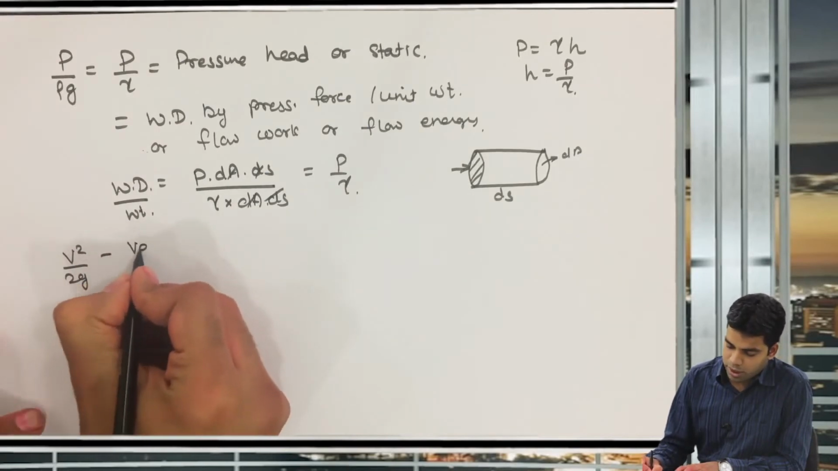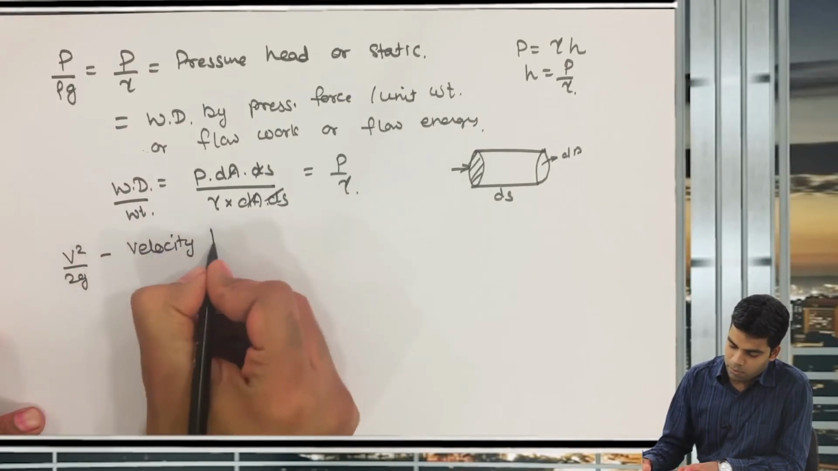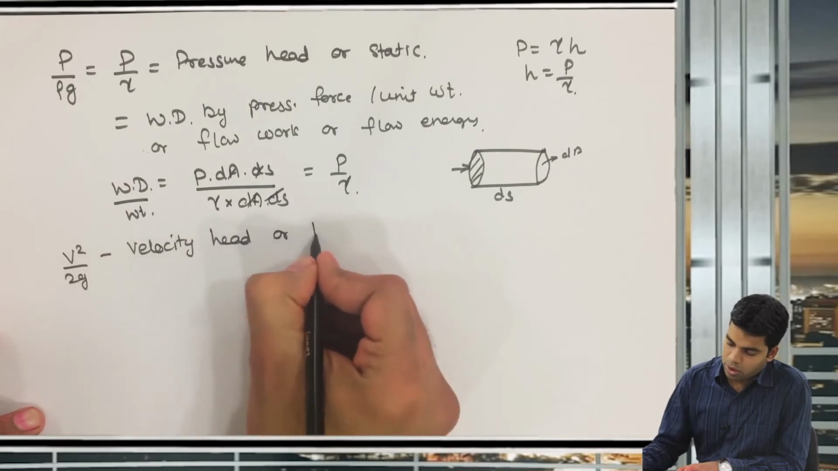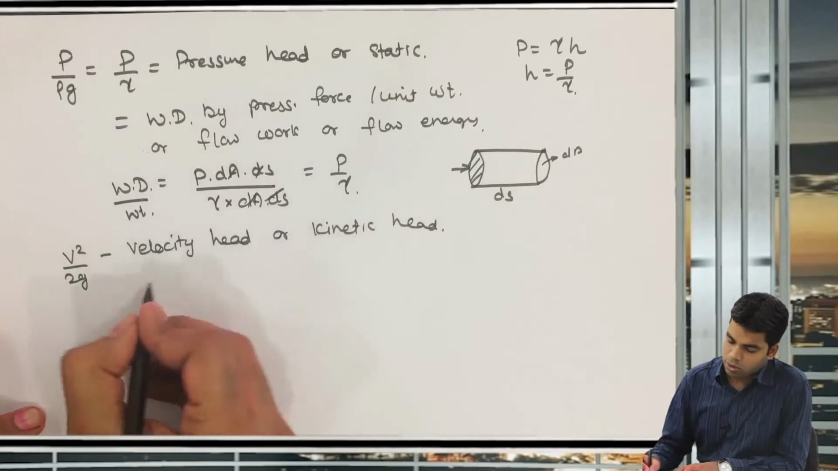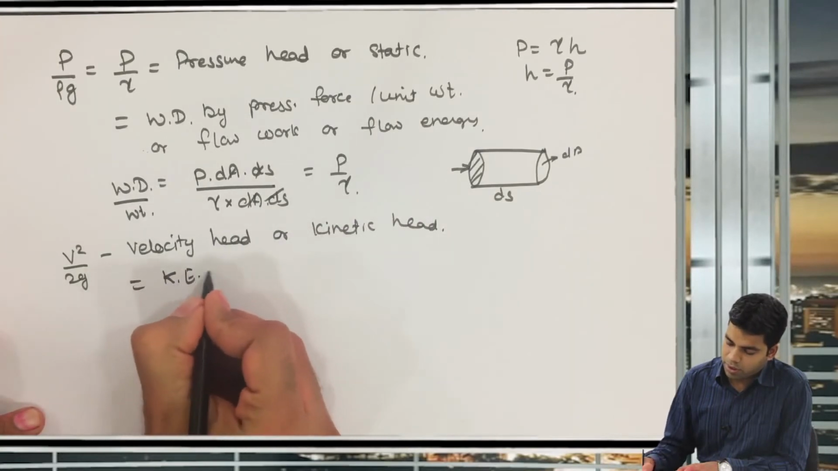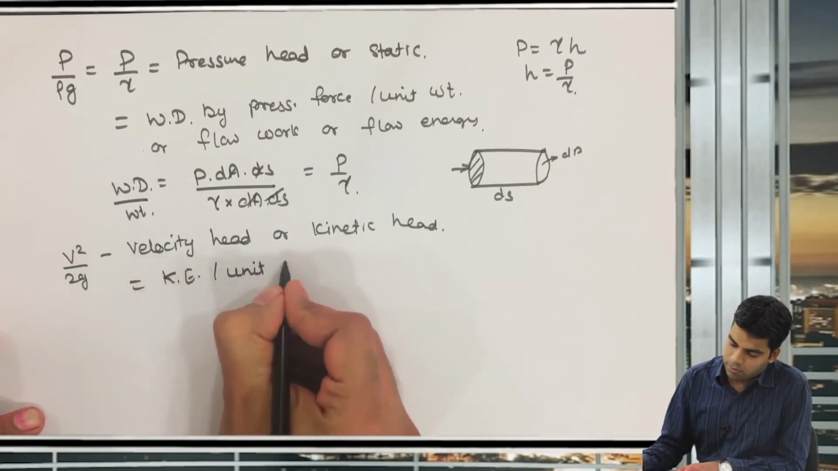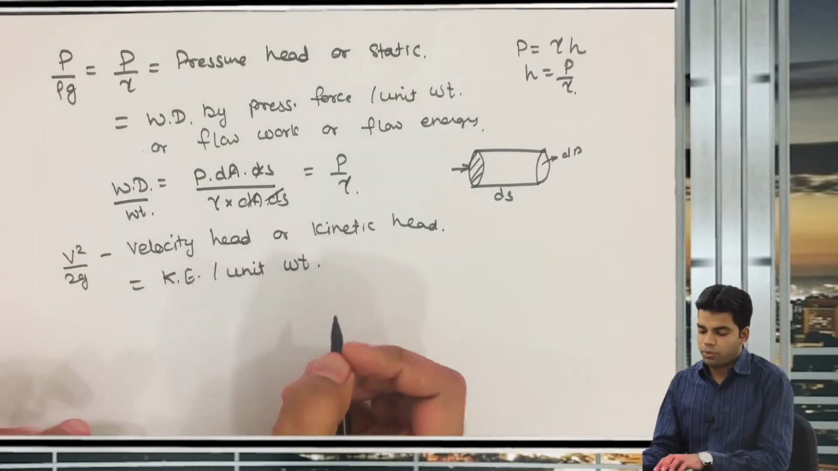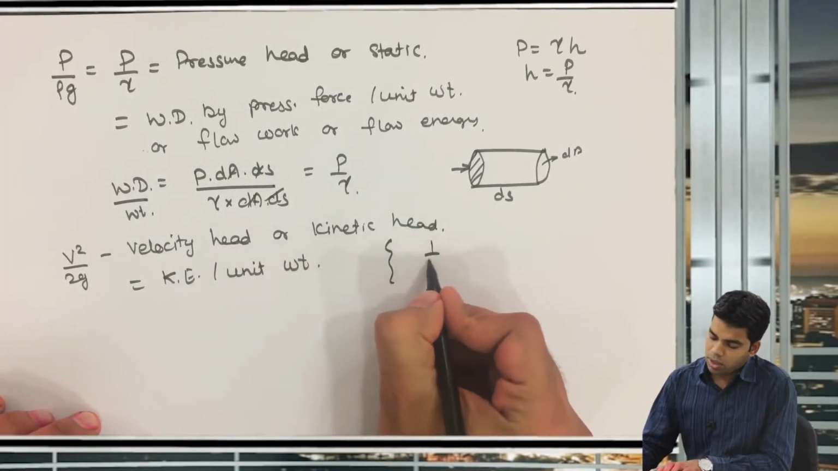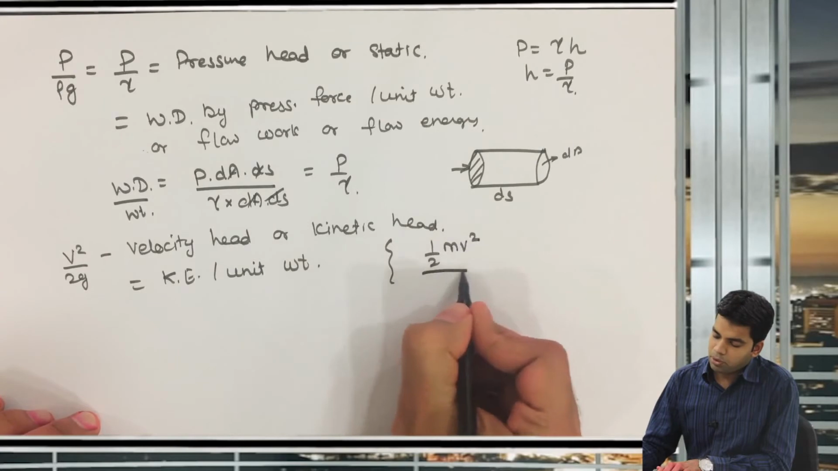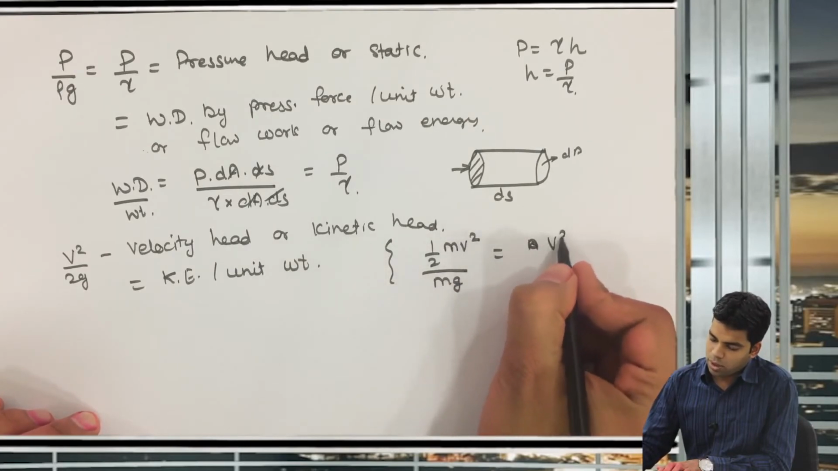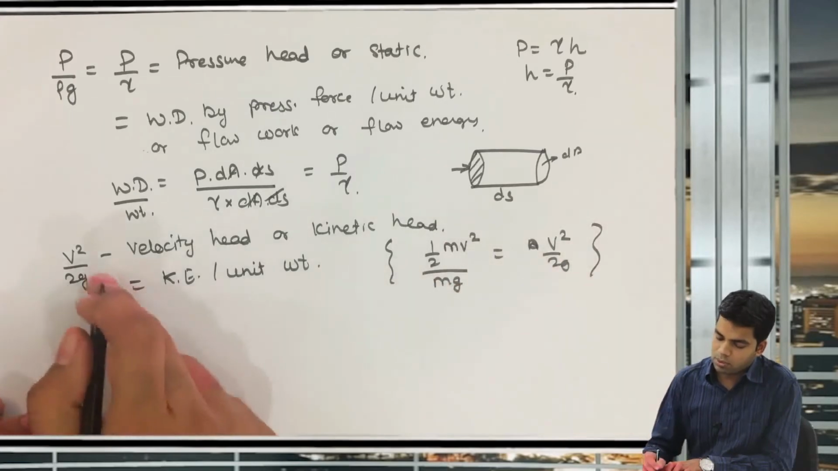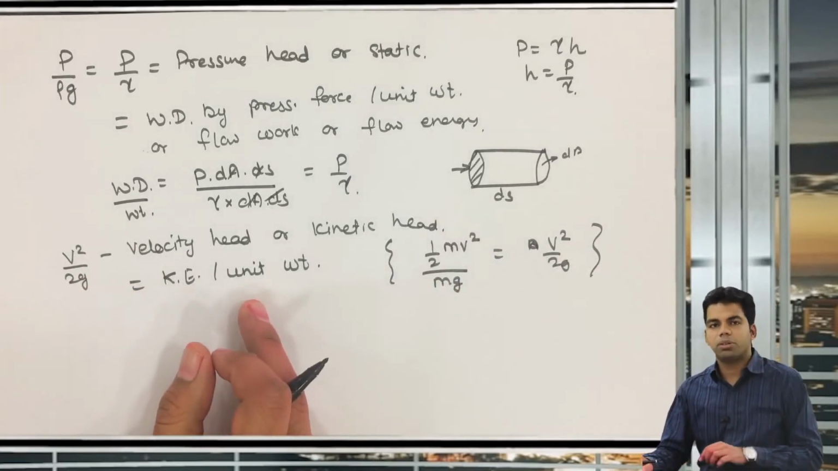Again, this is a velocity head, or you can call it kinetic head. This is also equal to kinetic energy per unit weight. Why so? Kinetic energy, as we know, is half mv square per unit weight, m into g. So we will get v square by 2g, which is nothing but kinetic energy per unit weight.